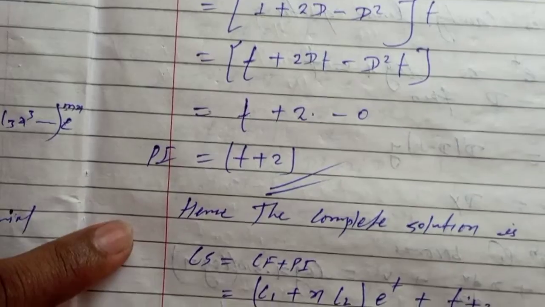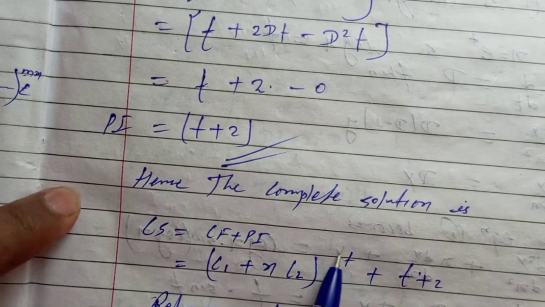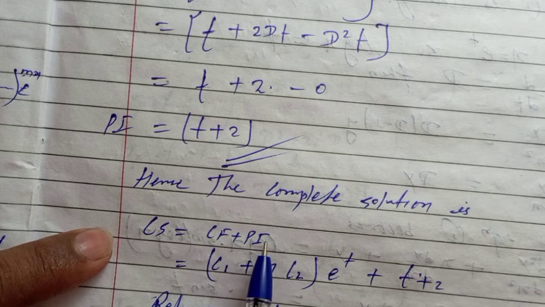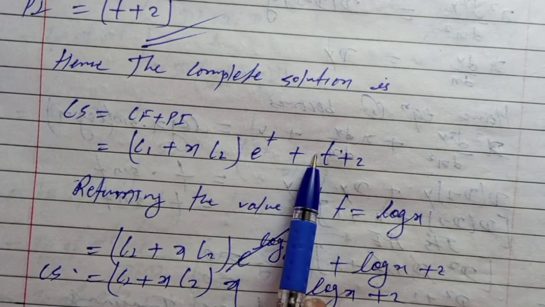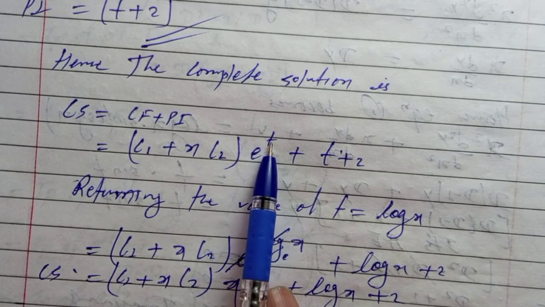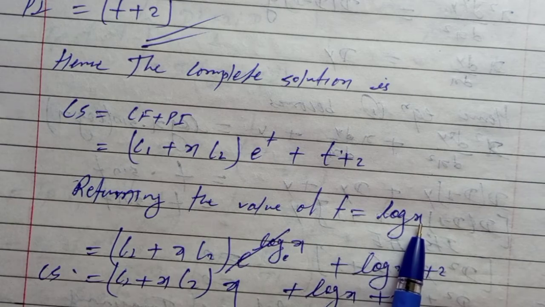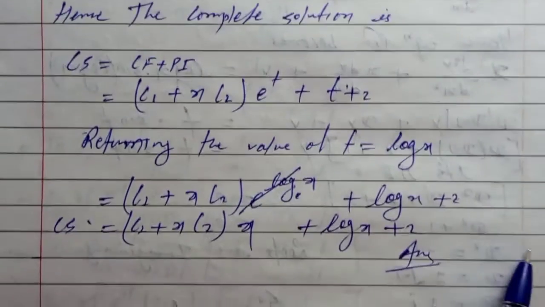Hence the complete solution of the given differential equation is CS equal to CF plus PI, where CS is the complete solution, CF is the complementary function, and PI is the particular integral. This is our expression, and we return the value of t as we have substituted, t is equal to log x, and on doing so we get our final answer.